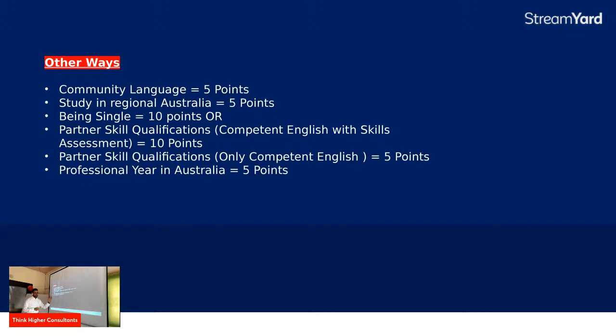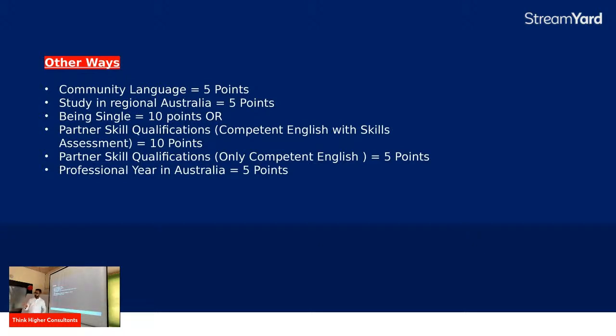Now there's another way to do it, a professional year in Australia. A professional year is only available in 3 streams: engineering, IT and accounting. So if you have studied in Australia, then only you would be able to do the professional year program.